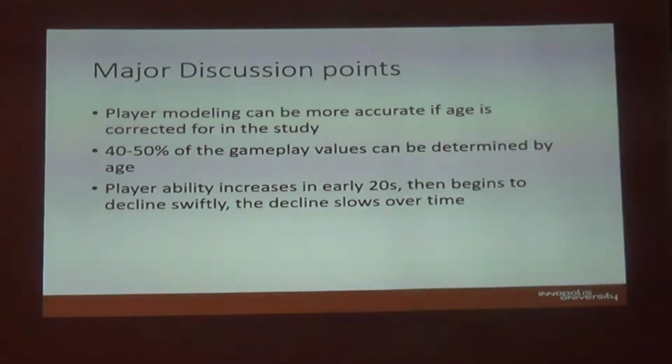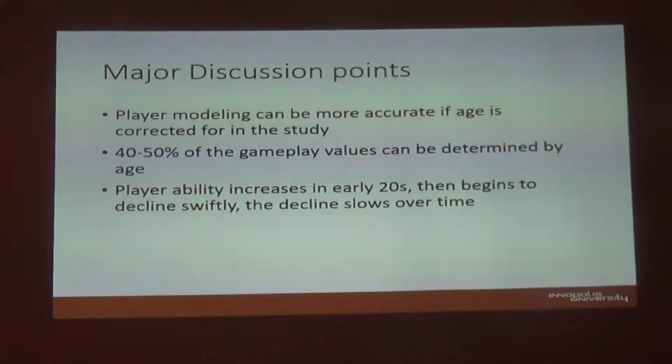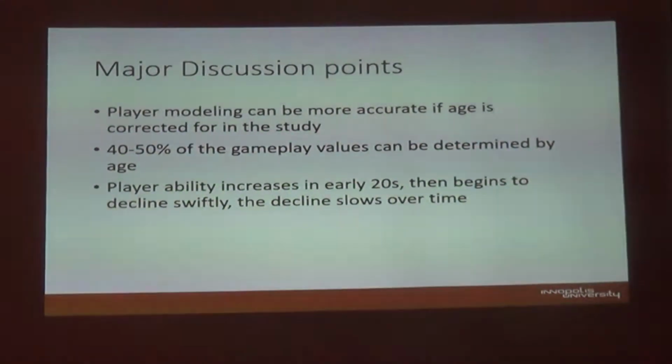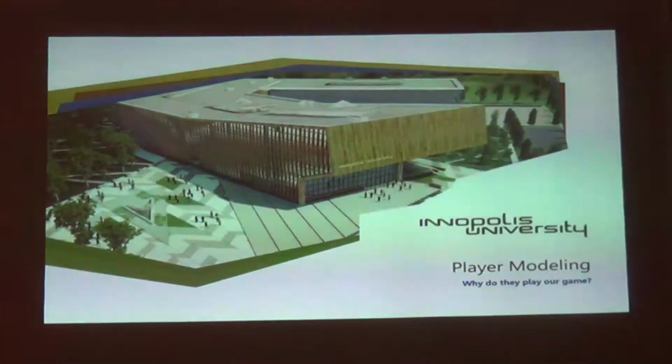Playability increases in the early 20s, then begins to decline swiftly, but the decline slows over time. So your ability will drop off, but the experience kind of comes in to fill that back up. Okay. So player modeling: why do they play our game?